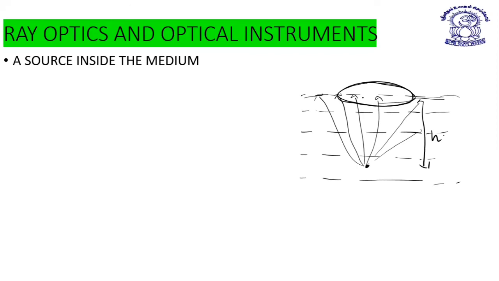So what is the reason? At this point, the light is incident at critical angle. At these end points, let's say A and B, light is incident at critical angle. For further rays, that means light rays incident at an angle greater than critical angle, light will not be transmitted into air. It will be completely reflected back into water.